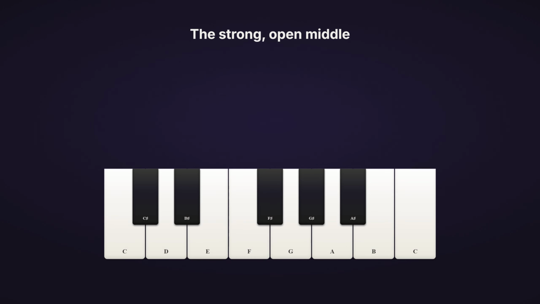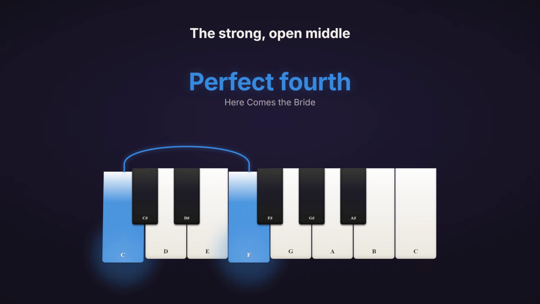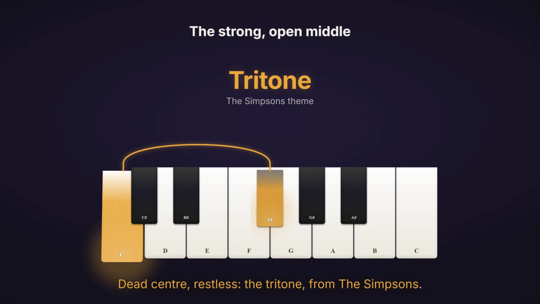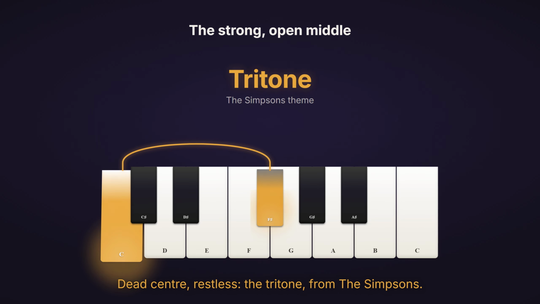Keep climbing into the middle of the octave, where the strong, open intervals live. Five semitones is the perfect fourth. Listen. That is Here Comes the Bride, the same wedding march from before, solid and ceremonial. Push one semitone further, to six, and you land on the tritone, the restless one dead in the center. Listen. That jagged, unsettled leap is the first two notes of the Simpsons theme.